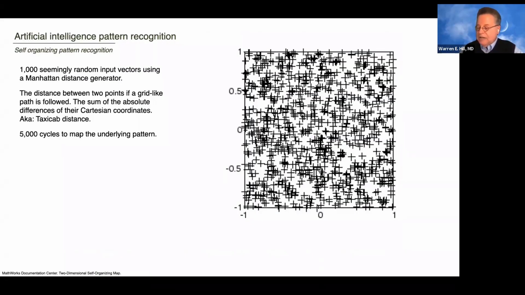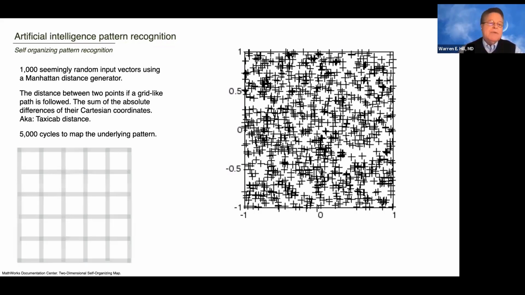So let's get down into things that are a little bit more complicated, and I'll show you the basis for what we do for lens power calculations. So here we have a box, and inside this box are 1,000 seemingly random input vectors using something called a Manhattan distance generator. And a Manhattan distance generator generates points as though you were driving across a city, Manhattan, for instance, but you couldn't go through the buildings, you had to go around the buildings. So it kind of looks like a stepwise pattern. And these points were put inside that box using the Manhattan distance generator.